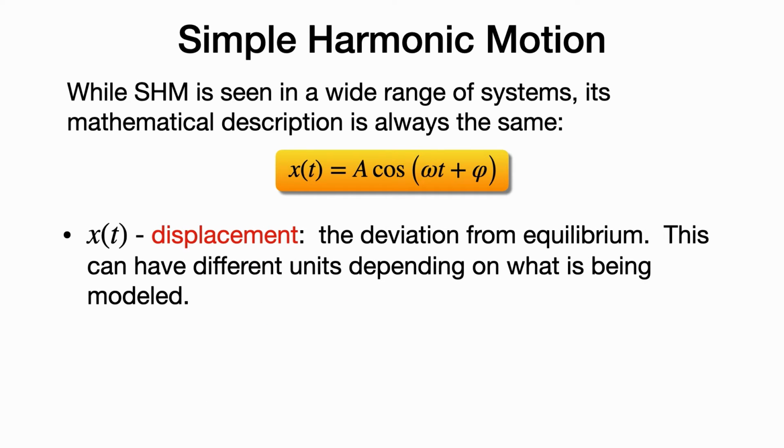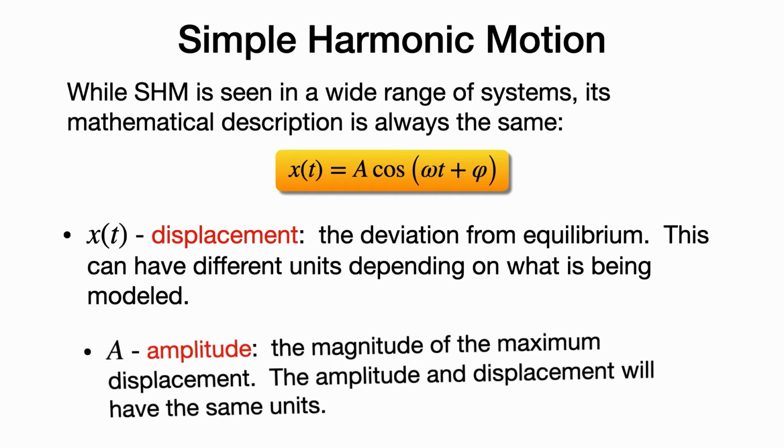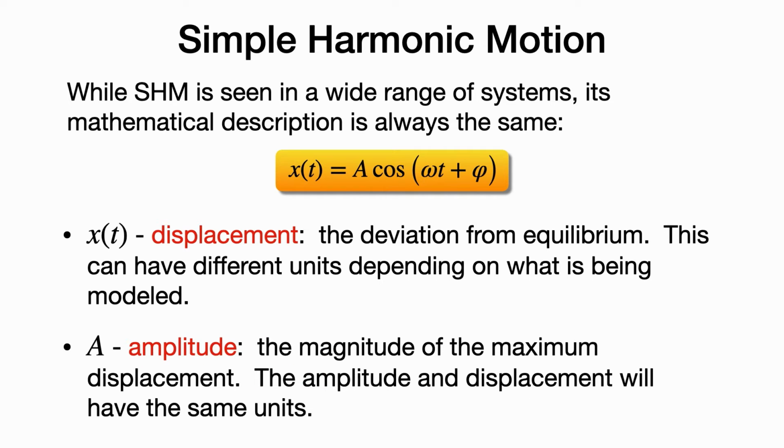x represents the displacement of the system. It's the deviation away from equilibrium. This can have different units depending on what is being modeled, but is often simply representing the linear distance by which an oscillator has deviated away from its equilibrium position. And A is the amplitude of the oscillations, that is, the magnitude of the maximum displacement. The amplitude and the displacement will have the same units.